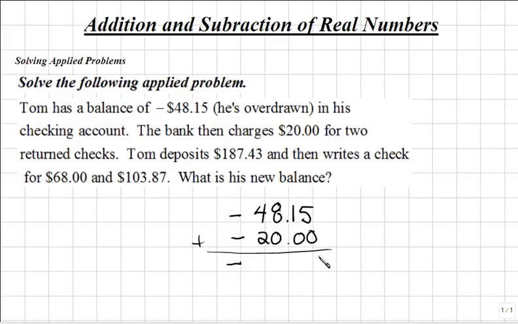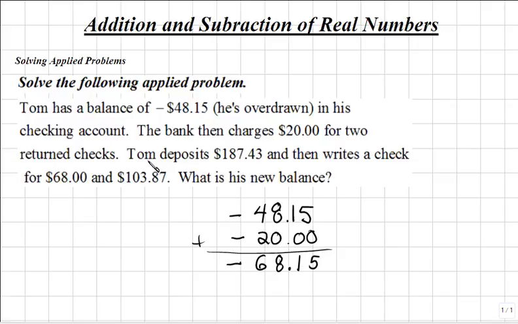5 plus 0 is 5. 1 plus 0 is 1. We'll bring down the decimal point. 8 plus 0 is 8. And 4 plus 2 is 6. Tom is now negative $68.15 in the balance of his bank.